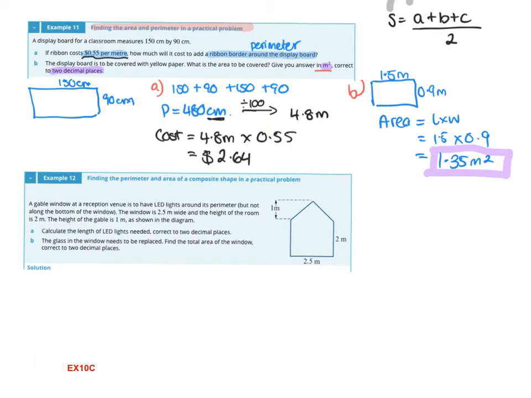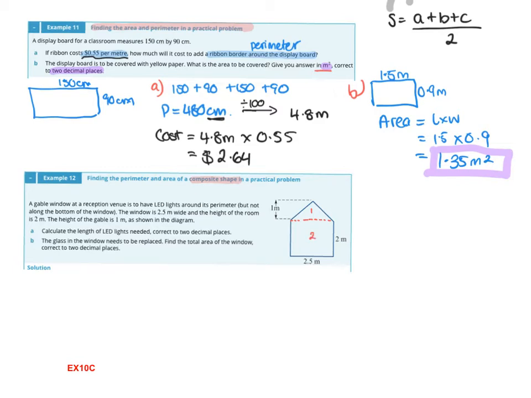Finding the perimeter and area of a composite shape in a practical problem. So composite shape means we've got more than one of our basic shapes. So if you have a look here, I could see how I could break this thing up, and that would be the composite shape. So often when we're doing these problems, you should break them up and even call them shape 1, shape 2, so that we can work it out.